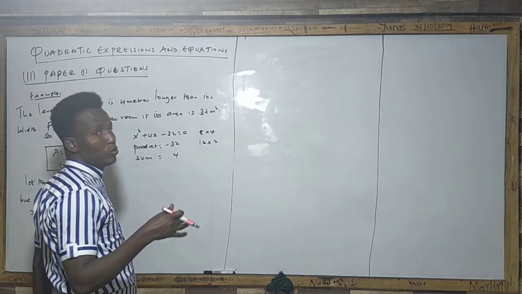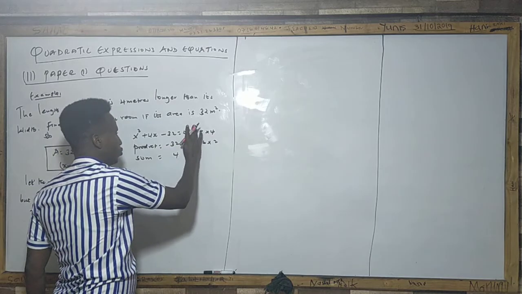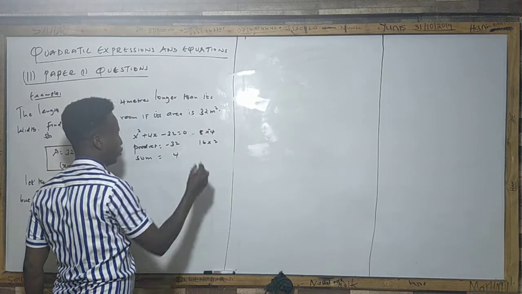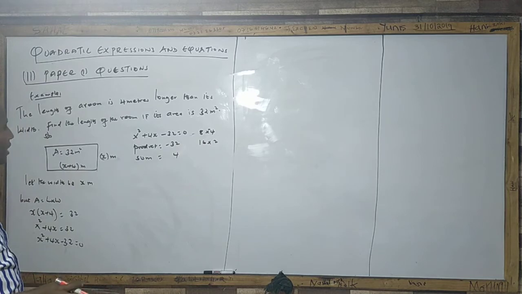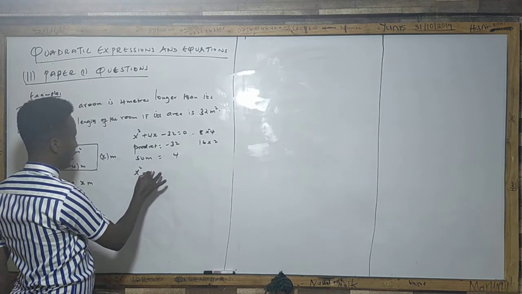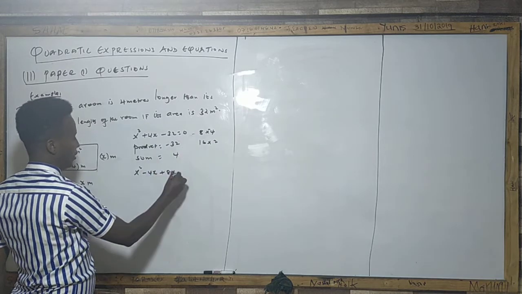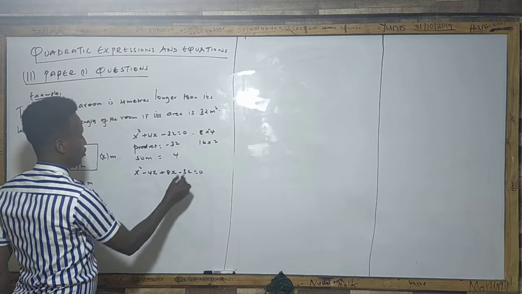And the bigger number is what? It's positive. So we will take these two here, where the bigger number will be positive. So we'll take positive 8, negative 4. So we're going to say x squared minus 4x, which is this one, plus 8x, which is this one, minus 32 is equal to 0.